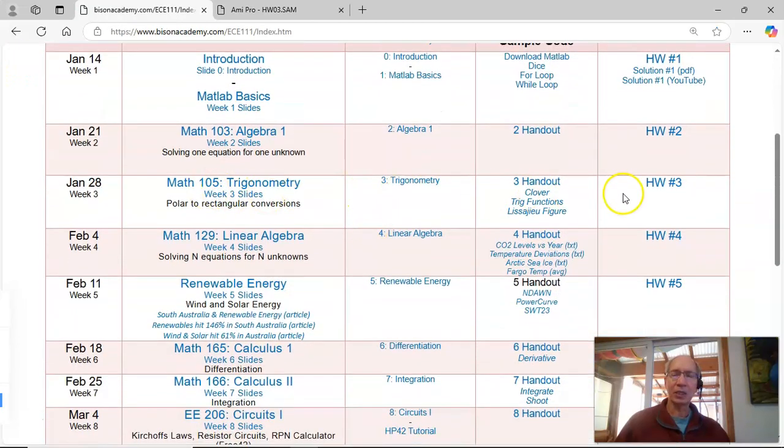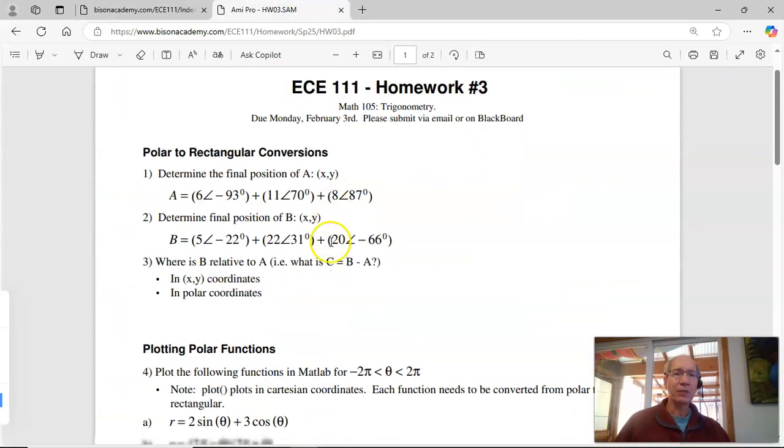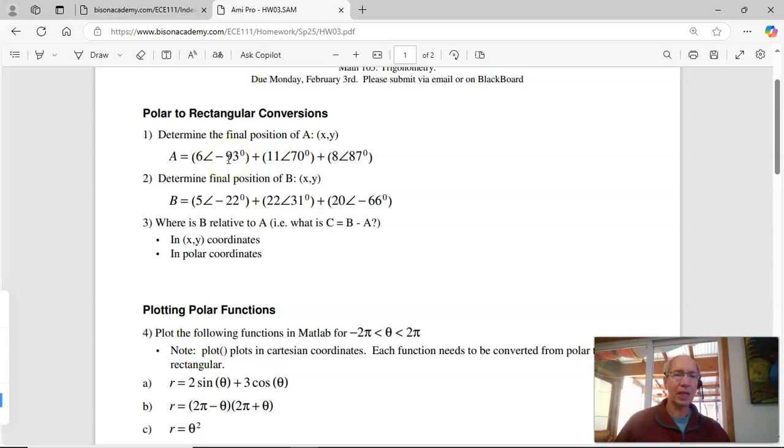And we're right here on week number 3, when we talk about using MATLAB to solve types of problems that you'll encounter when you take trigonometry. Now the first problem is adding points in polar form.